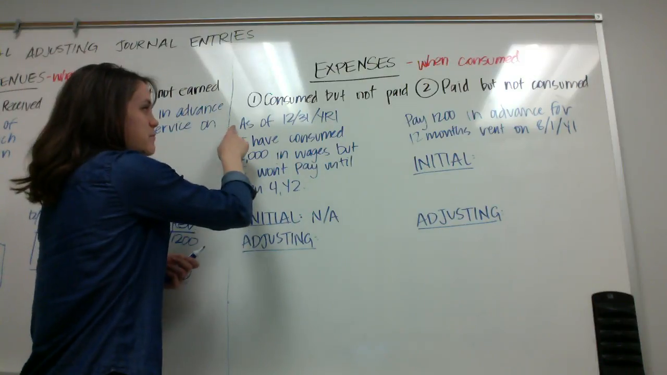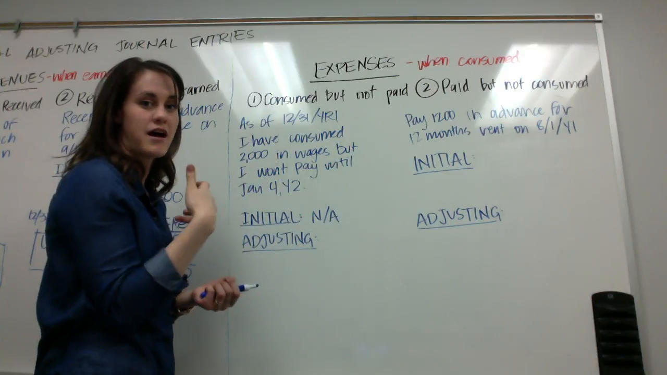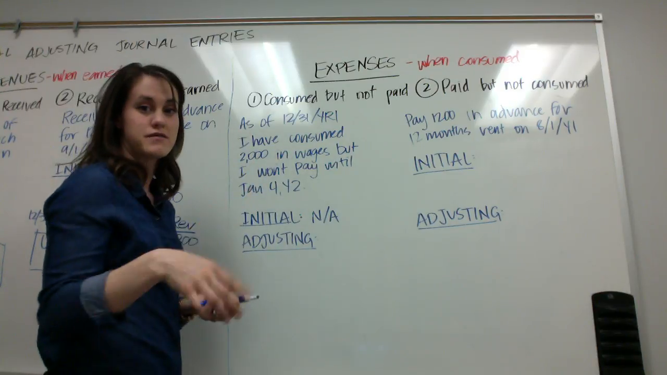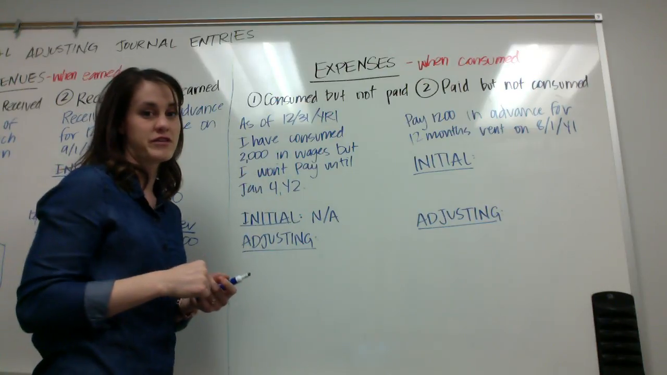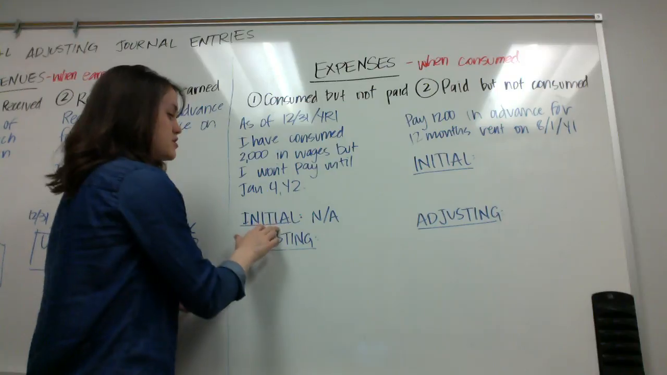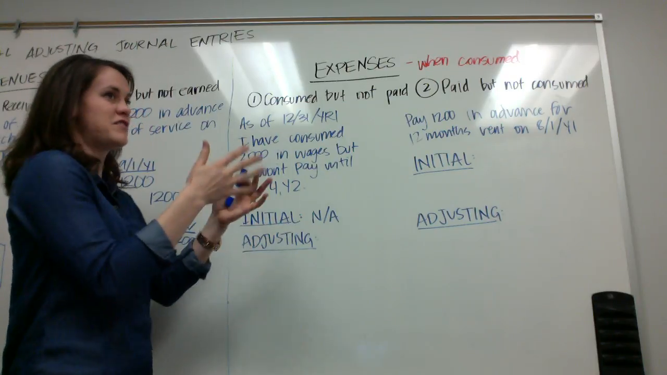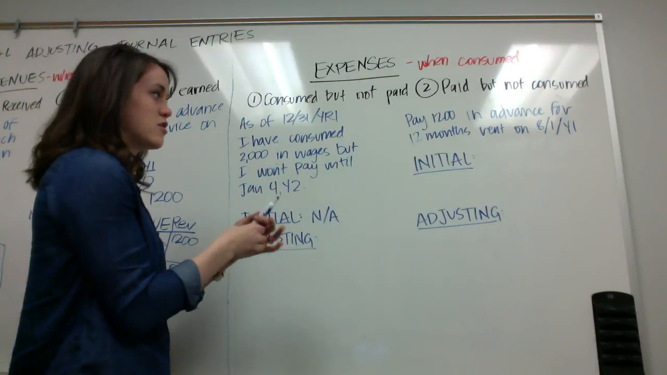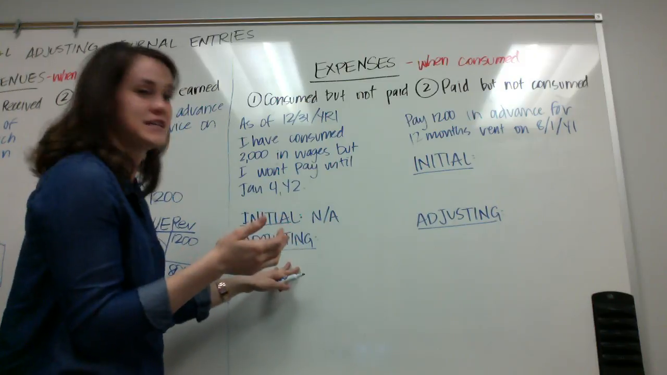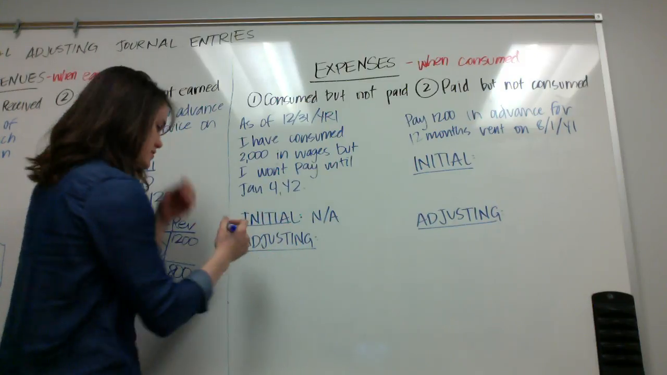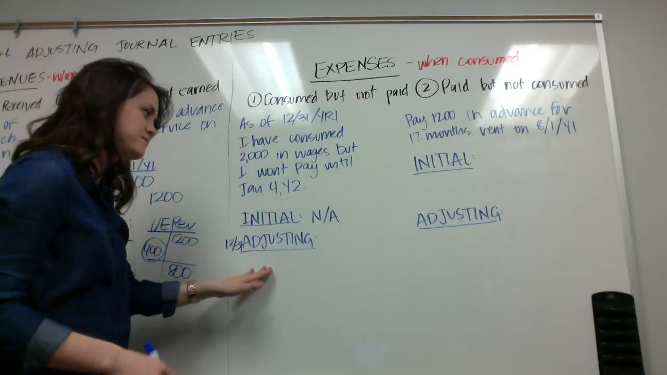So here's an example. As of 12/31 year 1, I have consumed or used up $2,000 in wages from my laborers, right? But I won't pay them until January 4th of year 2. Okay? There's no initial journal entry because all we've done is they've just been doing work for us. We haven't recorded anything regarding it yet, and we need to record it on 12/31 for our financial statements. So 12/31 is our adjusting journal entry.